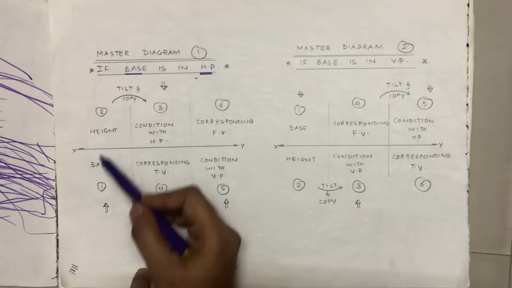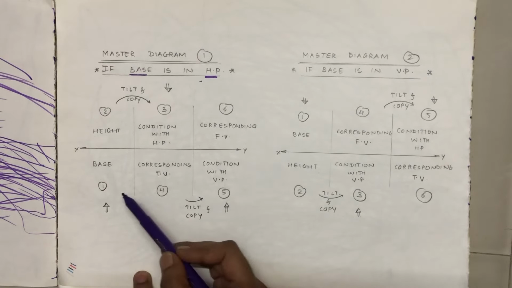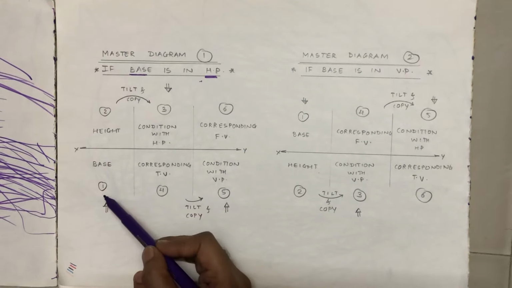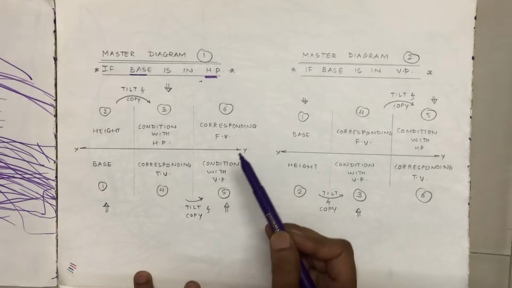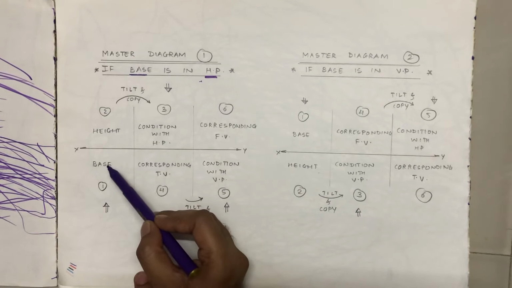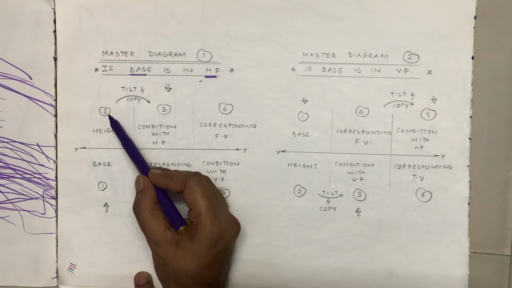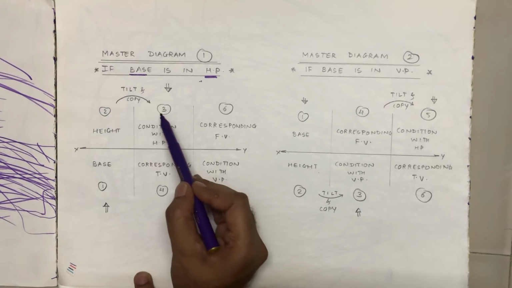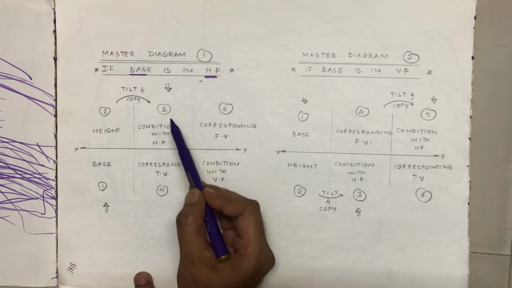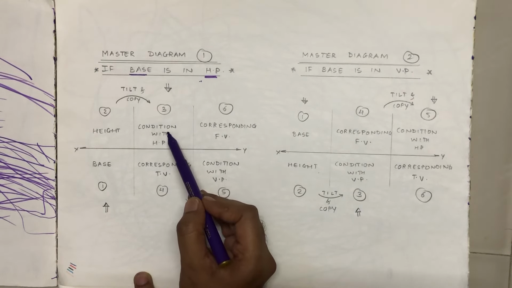Now, how do you start with the master diagram? You first draw the XY line as usual. These numbers are the sequence in which you will start your problem. For example, the first step is you will draw the base of the solid. The second step is you will draw the height. After the second step, you will draw the third step. The third step would be some condition with HP that would be given in the problem.